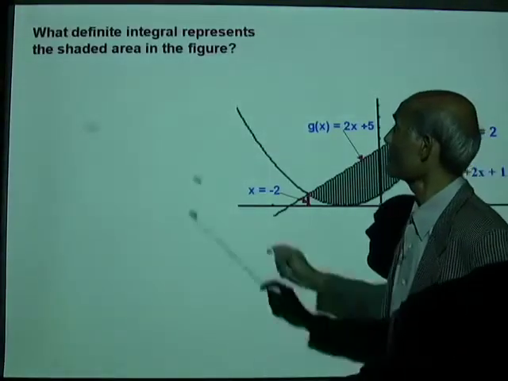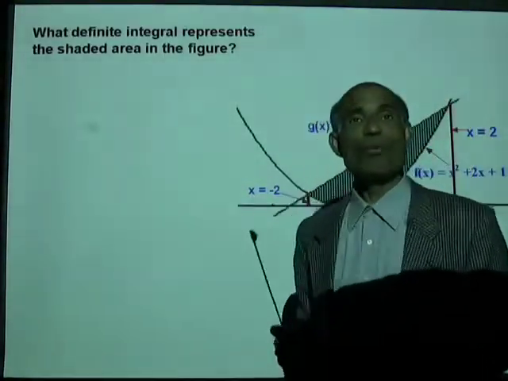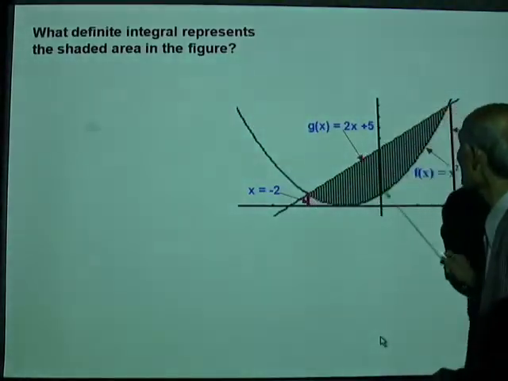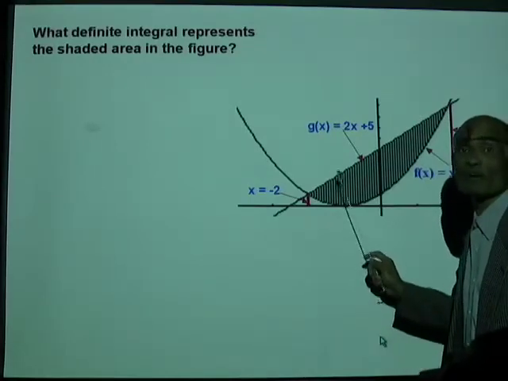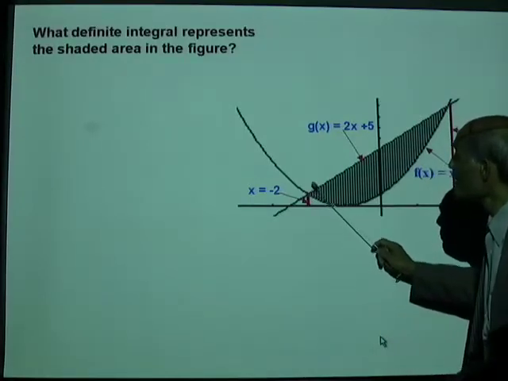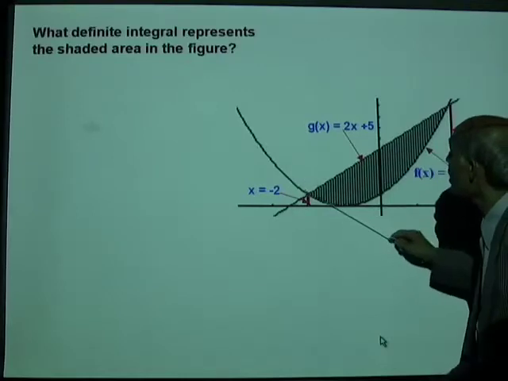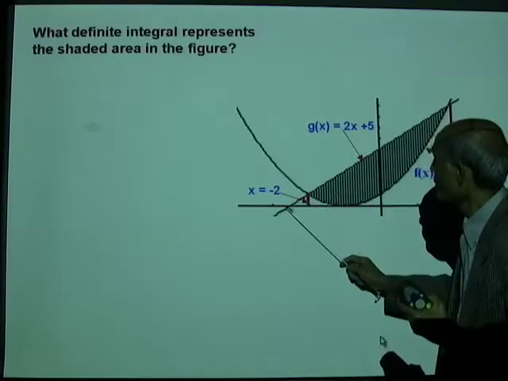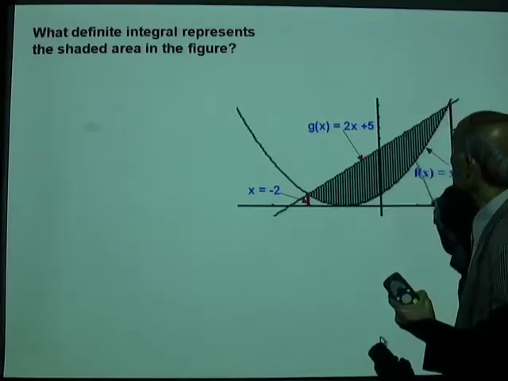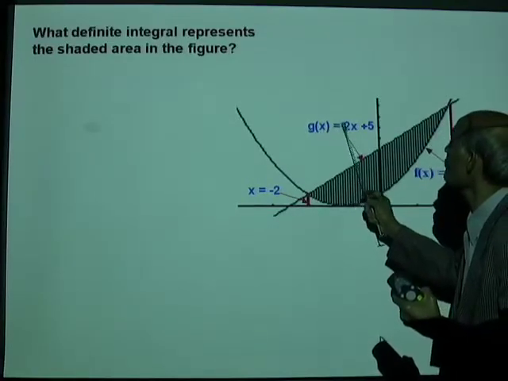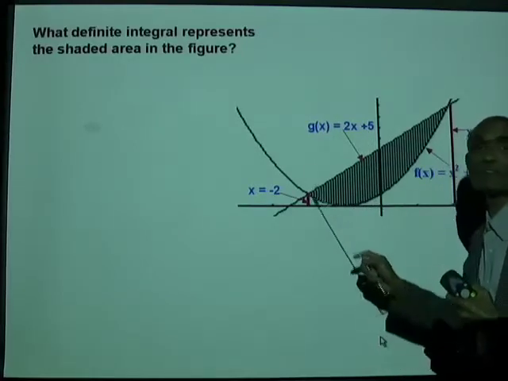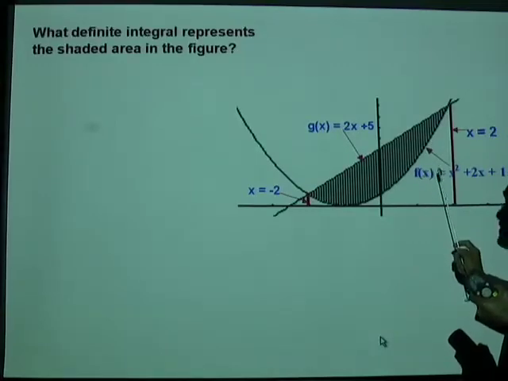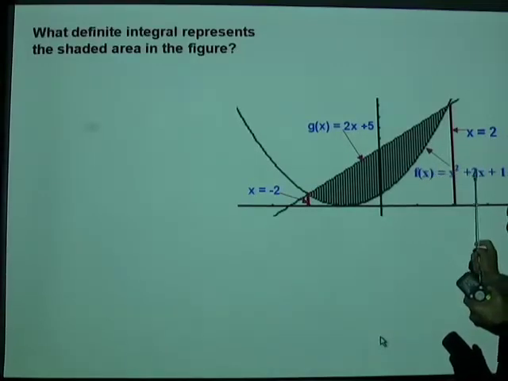All right. Let's talk about this now. What definite integral represents the shaded area in here? Now here, if you notice, the shaded area is actually the area enclosed by the graphs of two functions. Now, the straight line represents the function g of x equal to 2x plus 5. And the parabola is the function f of x equal to x squared plus 2x plus 1.